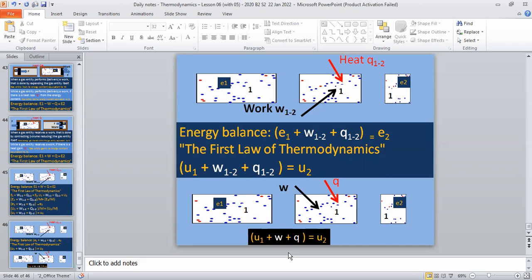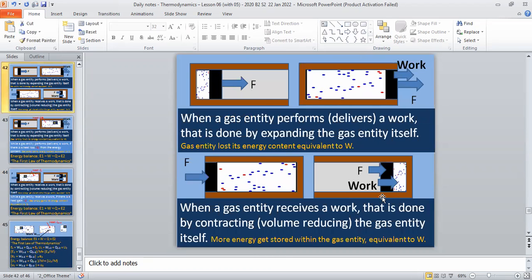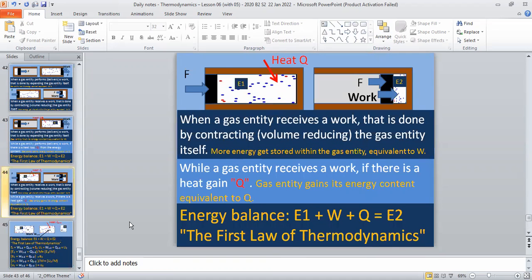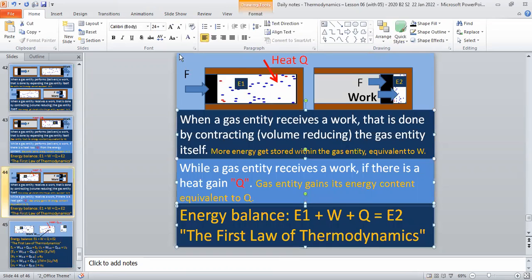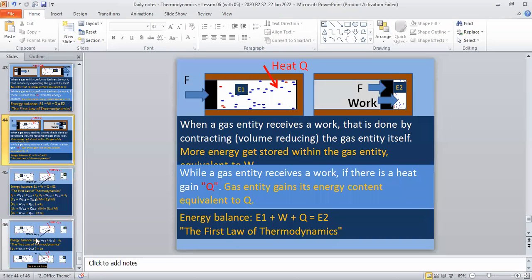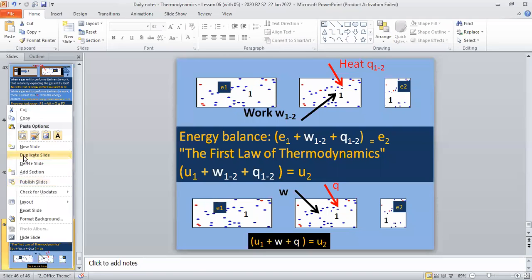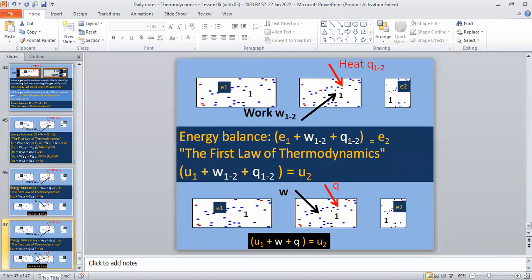But yes, work done. The PV change, we should come back to that again. This PV change, how we explain this W. How we explain this W. Yes. So we will come to this now. Very interesting.